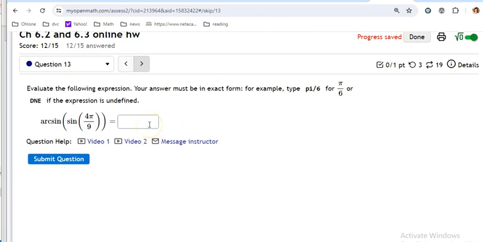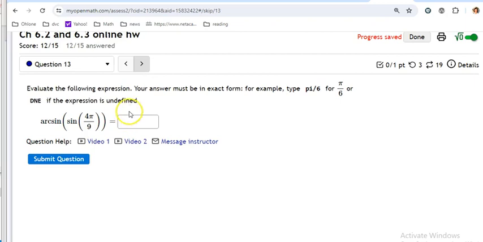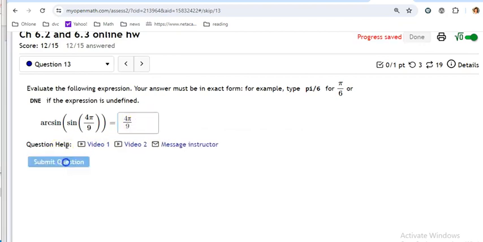So it'll be 4 pi over 9, because this is in negative pi over 2 to pi over 2. Why? Because it's 4 over 9 pi, and this is 0.5 pi, so it is within 0.5 pi. So I can just cancel them, and that would be just 4 pi over 9, the exact value.